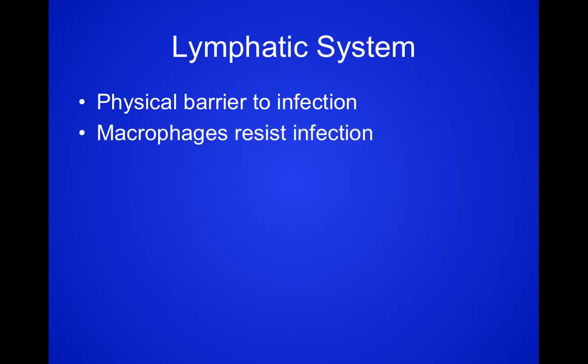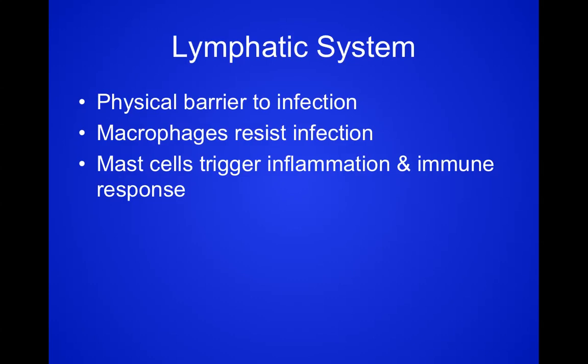With the lymphatic system, the integument provides a physical barrier to infection. In the integument, the macrophages that are present in the connective tissue also help resist infection. And the mast cells that are present there trigger inflammation as well as the immune responses. With the respiratory system, the hairs of the integument actually guard the nasal cavity from larger dust and dirt particles.